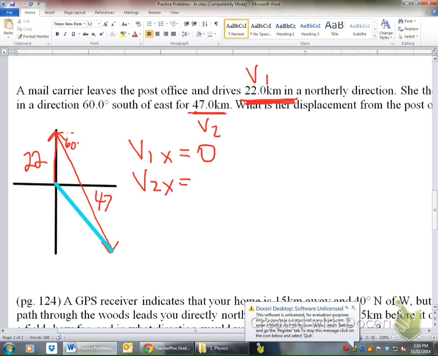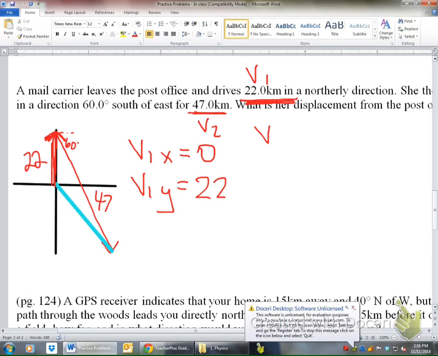Wait, why is it 0? It's 0 because this 22 is only going north, so it doesn't have any horizontal component at all. The 22 kilometers north is our first vector. Oh, I'm sorry, I didn't mean to label it like that. That should be V sub 1y. I didn't mean to confuse you. So V sub 1y we know is 22. That's my fault. So we're done with our first vector.